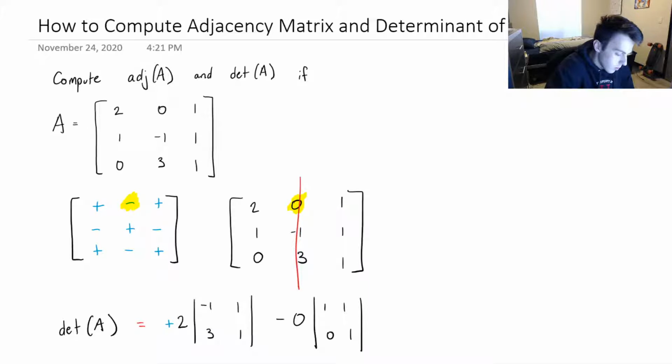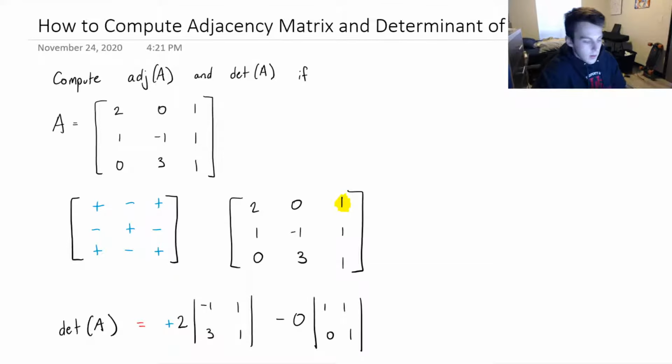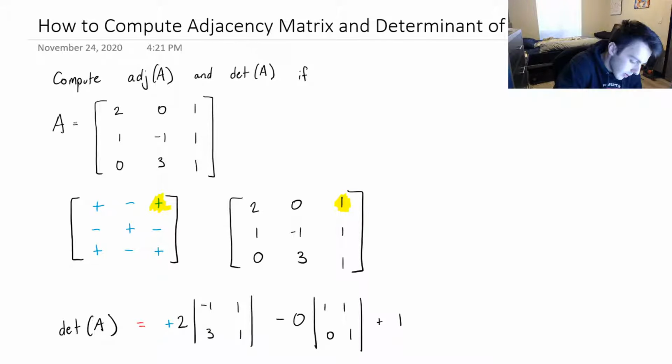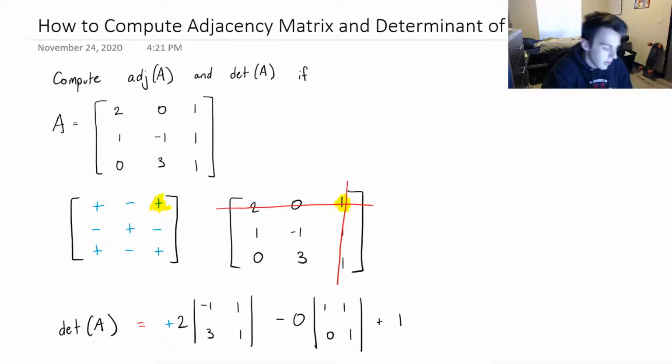So we have this. Now we're on the last entry, which is a 1, and it corresponds to positive. So I'll do plus 1. And we'll do the same thing, that vertical and horizontal line. And we're left with 1, -1, 0, 3. So I've got 1, -1, 0, 3. And this is my determinant.